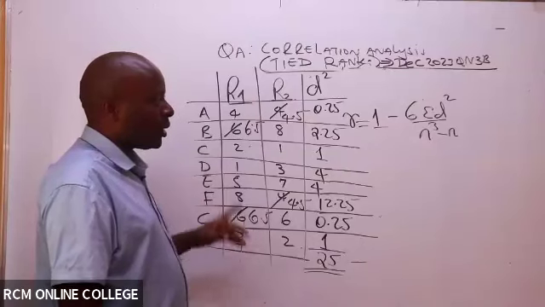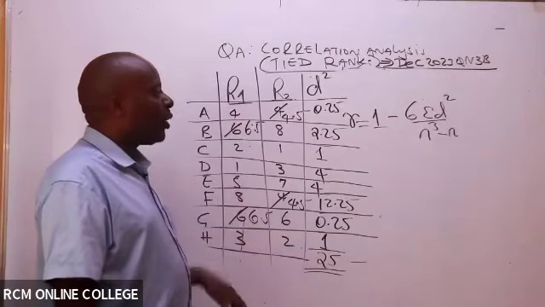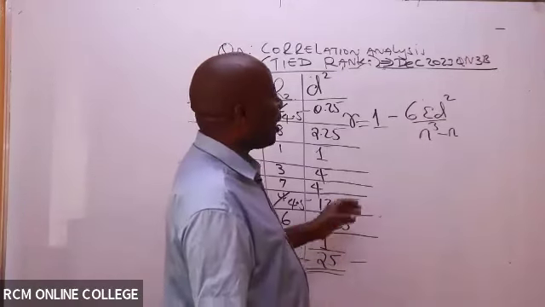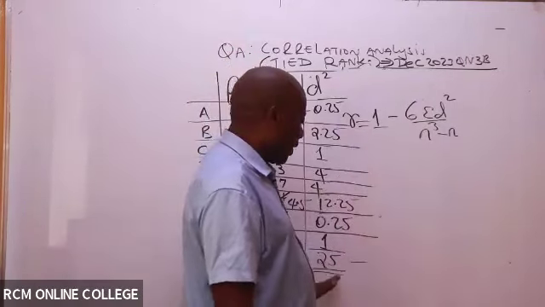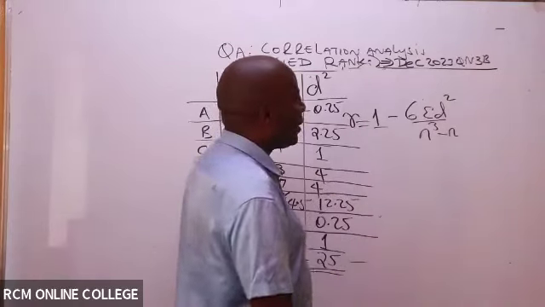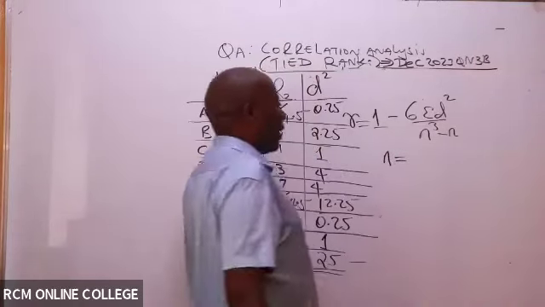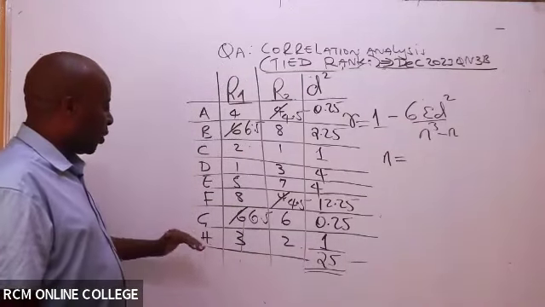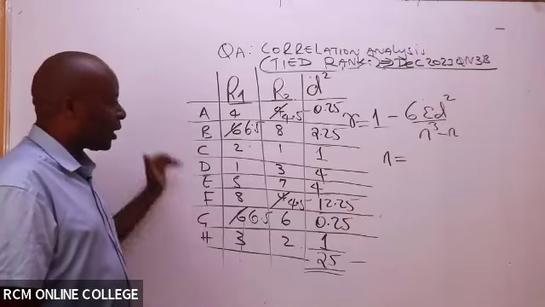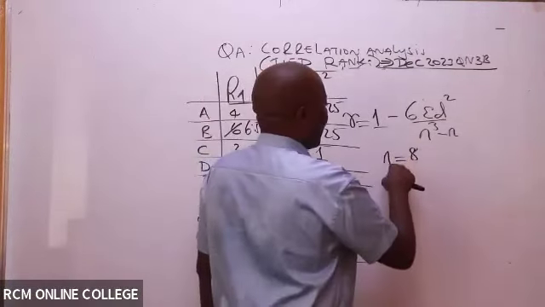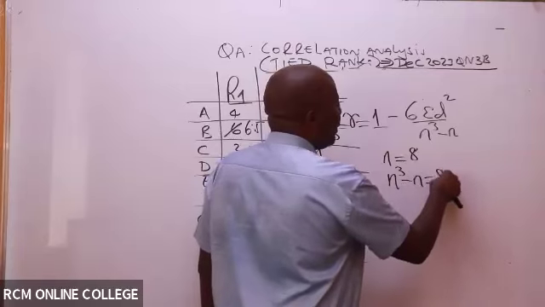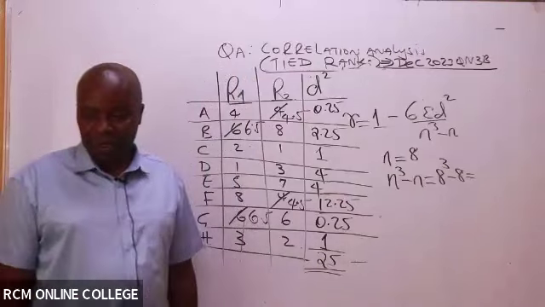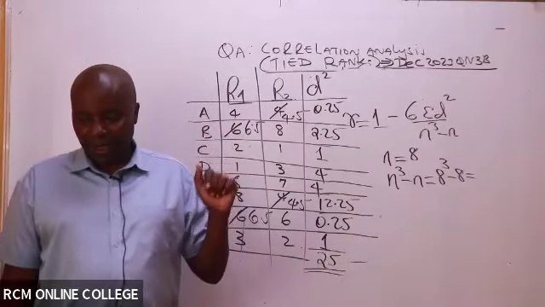Now, ladies and gentlemen, please listen to me very well. Some teachers will come and tell you, what is our N? Our N is the number of customers, the people being evaluated, the people being ranked. So if you count here, there are 1, 2, 3, 4, 5, 6, 7, 8. So N is 8. And therefore, N cubed minus N will be 8 cubed minus 8.